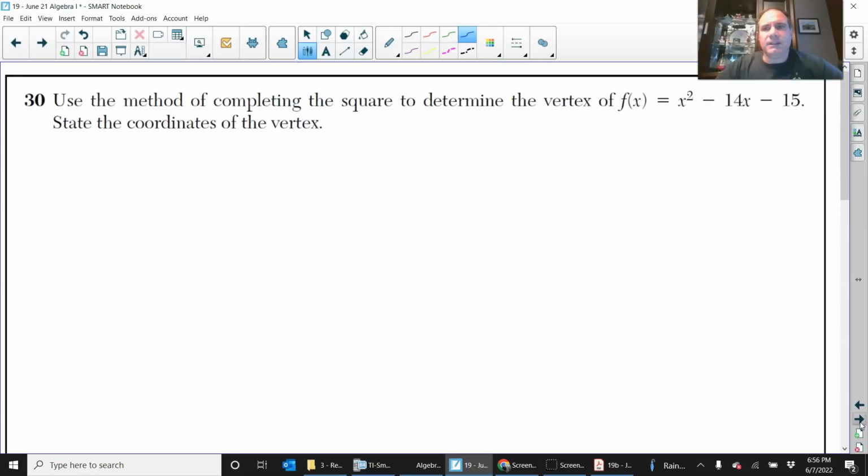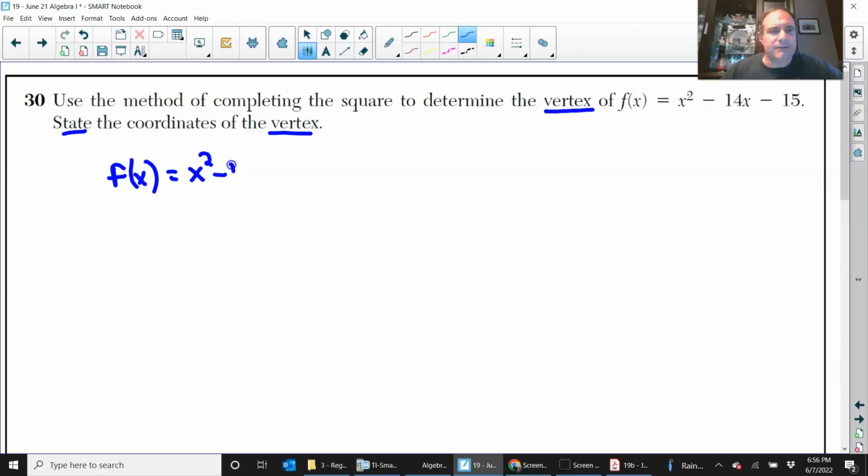All right, number 30, here we go. Use the method of completing the square to determine the vertex. So right now they are throwing this one out at you, and they're going to hope that hopefully you know those steps just to get a point or two or get the whole thing correct. All right, state the coordinates of the vertex. So first off, we're starting with f of x, and we're going to take x squared minus 14x minus 15. I'm just restating what's up here. I'm just putting it down here.